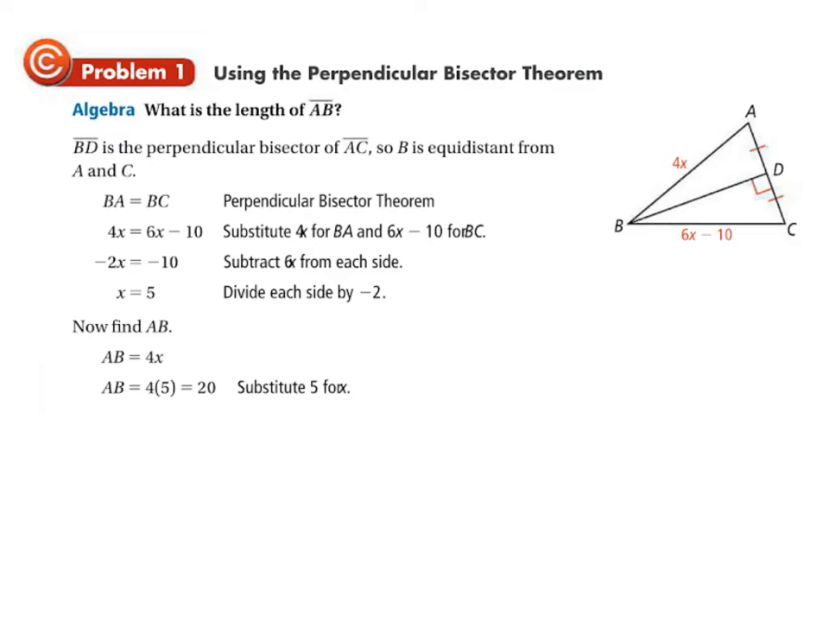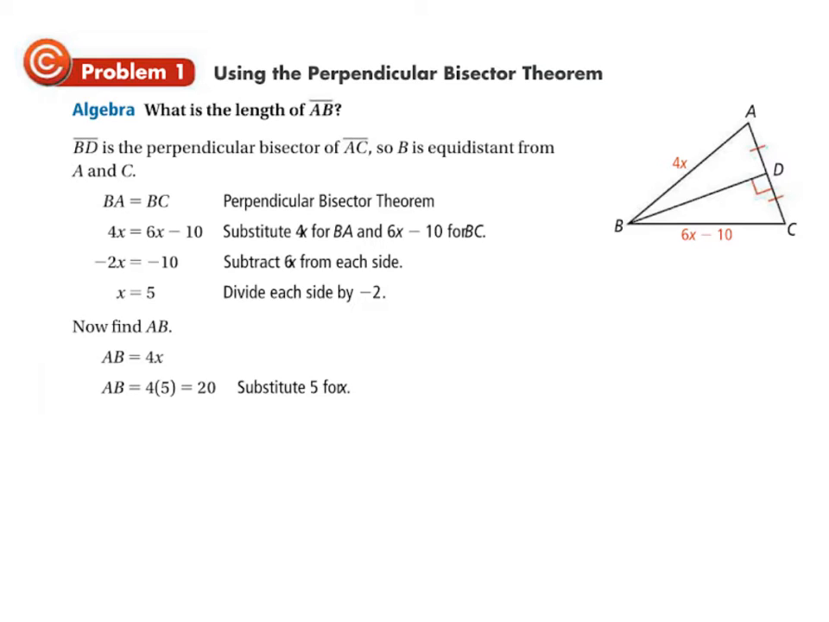So what do we get here then? We set them equal to each other. BA is congruent to BC, and we substitute in their algebraic measures, solve it out, and we get x is 5. Now we need to plug it back in. 4 times 5 is 20, and you can plug it in here. 6 times 5 is 30, minus 10 is also 20, because they should be the same length. Okay? And that's that big idea.